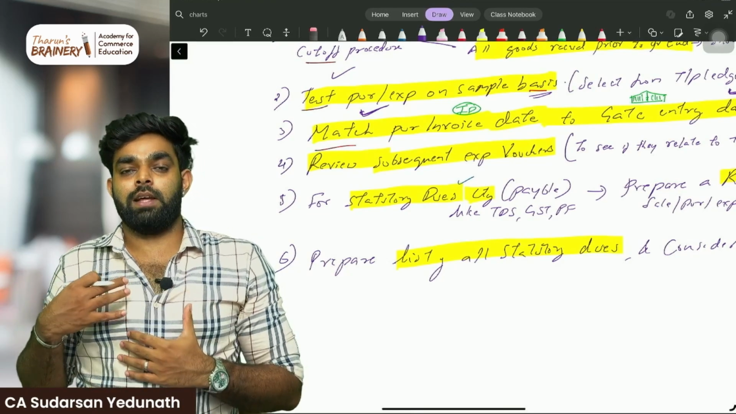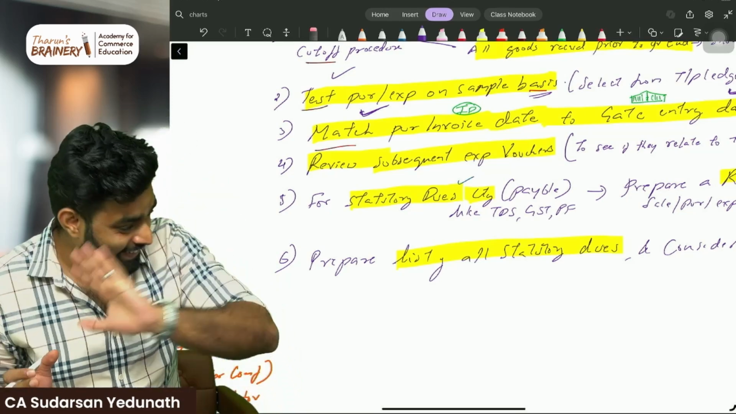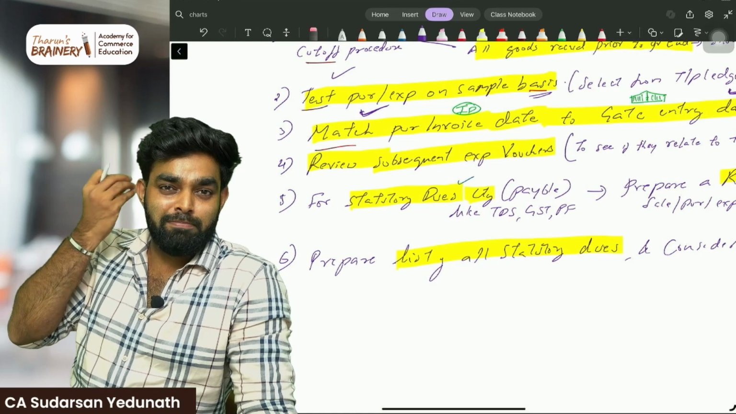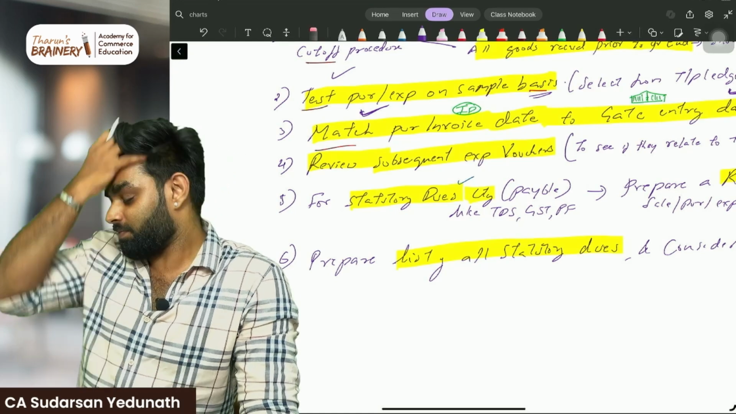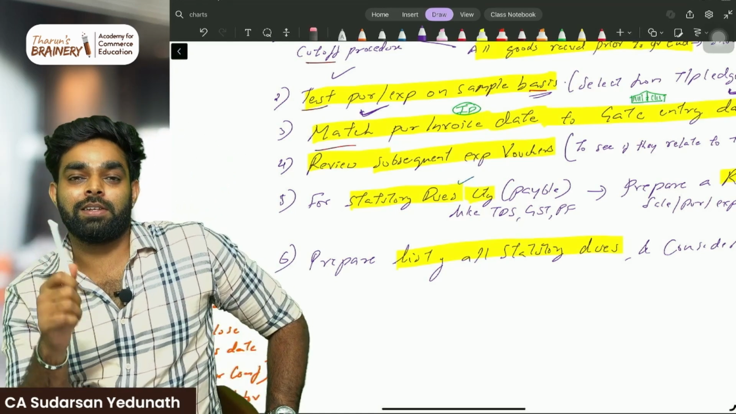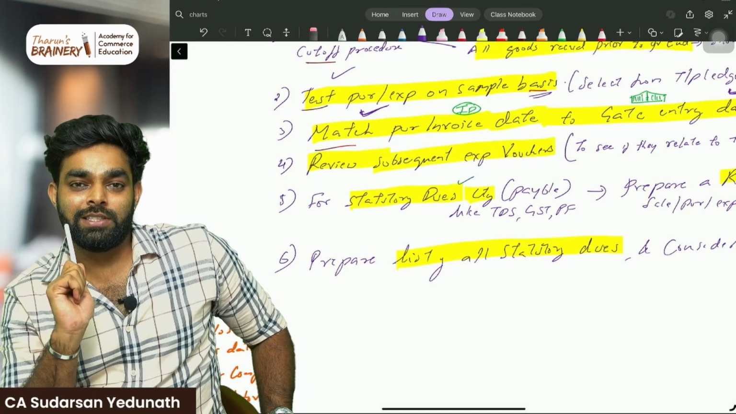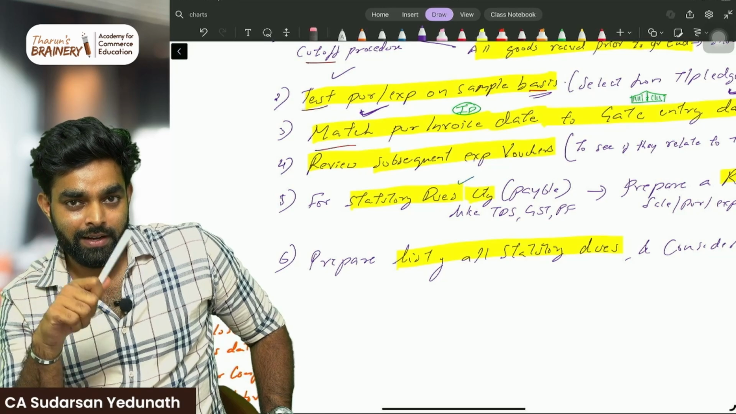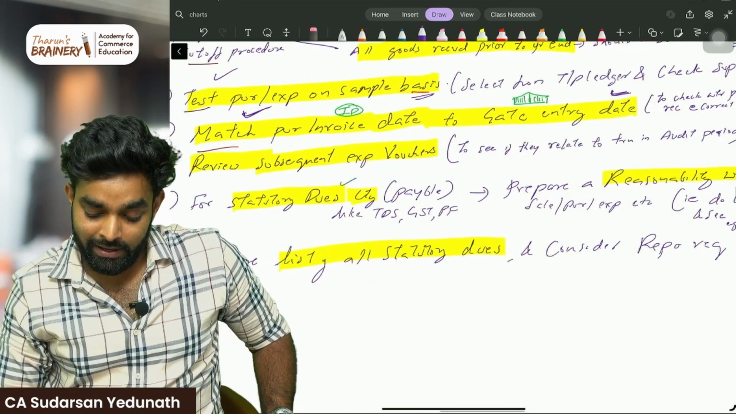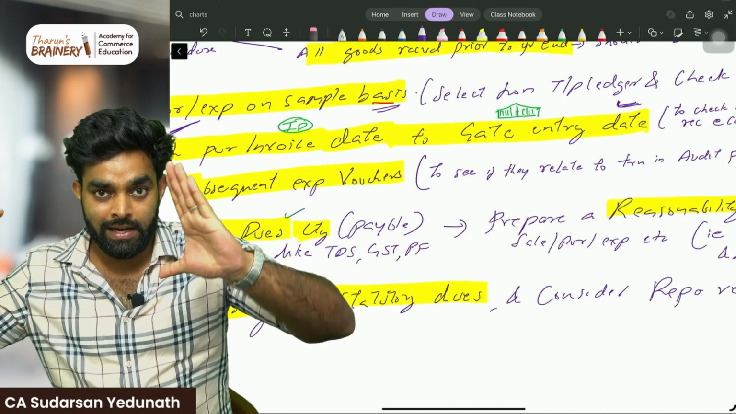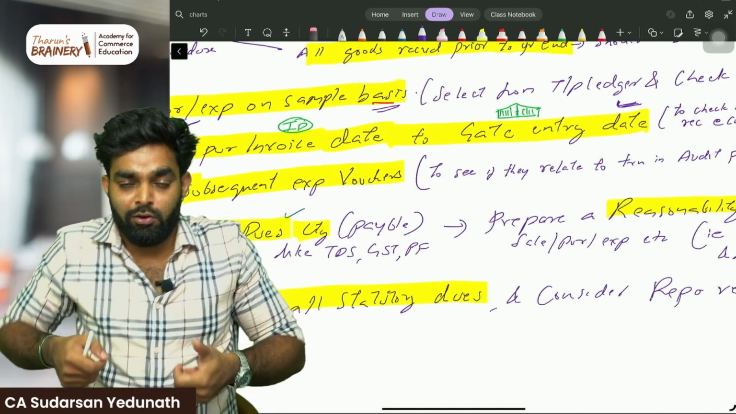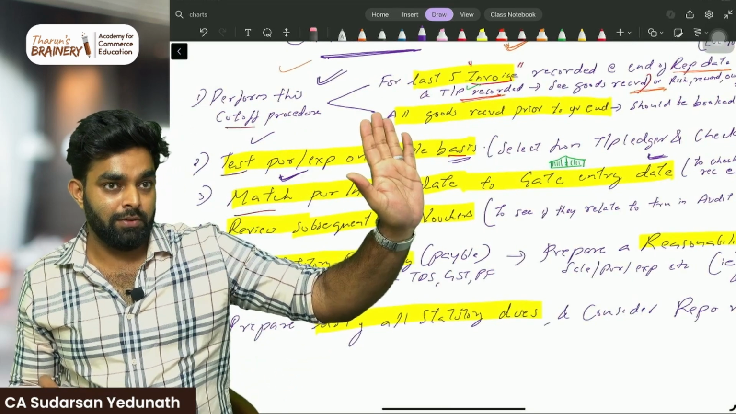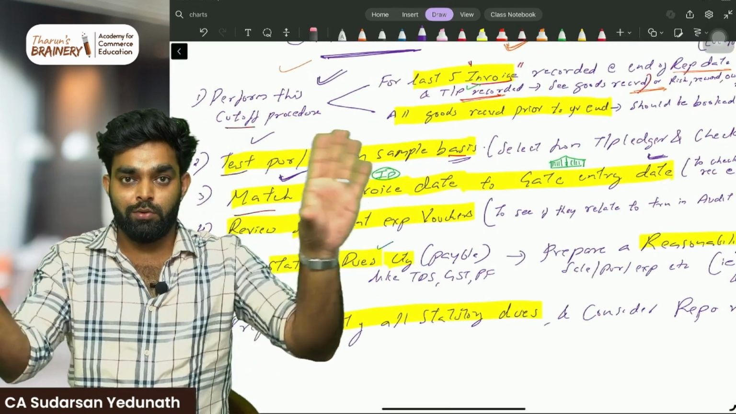Take a company like boAt, an earphone company, which bought certain raw materials, some plastic or magnets, for their product. The purchase happened on 25th March and the goods were actually received on 28th March. When you receive goods in your factory, there is something called the gate entry date. When the goods enter the gate, there will be one register, and security will enter that this good has been received. So as an auditor, you have to match the purchase invoice date with the gate entry date and check whether the goods were actually received or not.